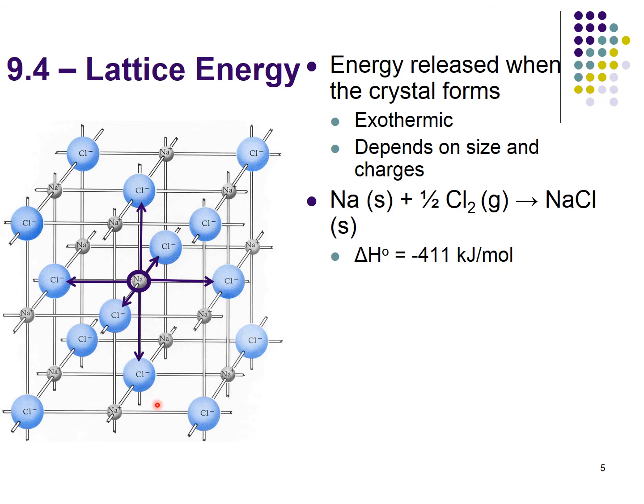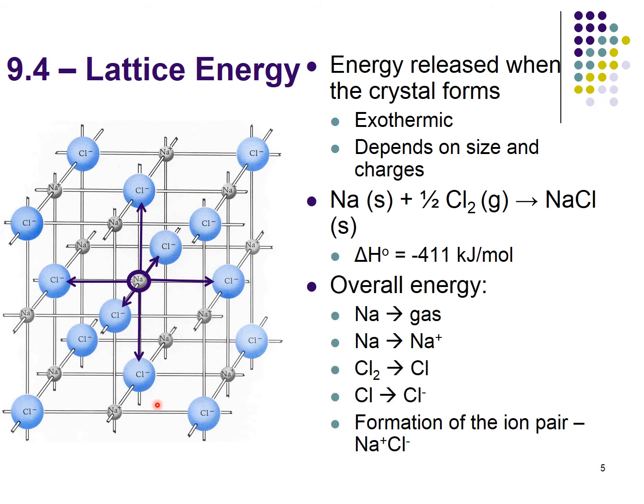So for sodium, it's negative 411 kilojoules per mole. We can't really measure this directly, but we can calculate it using some of the stuff we learned back in chapter 6. There's a few steps, 5 actually. We have to look at the energy associated with each of these steps, turning a solid into a gas, and then an atom into a cation, our diatomic into just a single atom, and then again our atom into an anion. And then the amount of energy it takes to put those 2 together, and then our lattice energy.